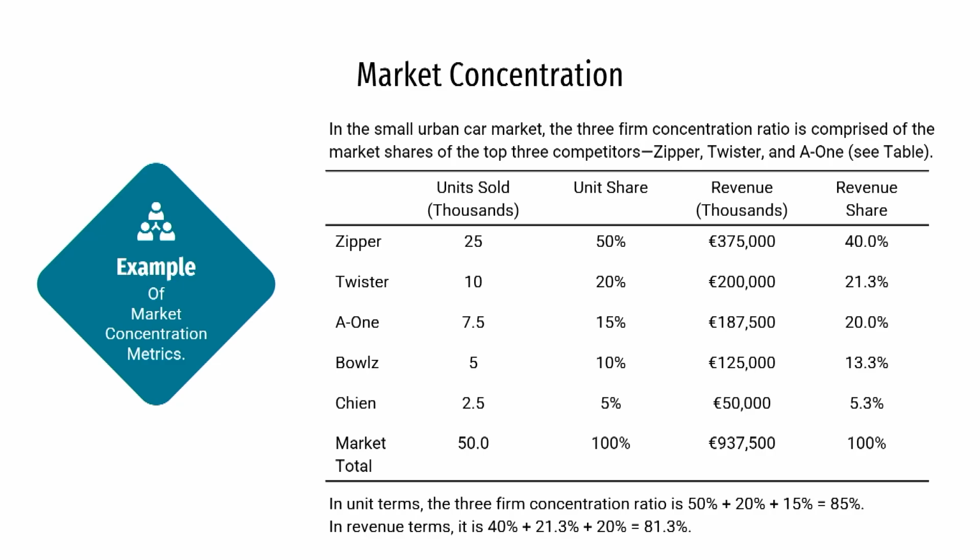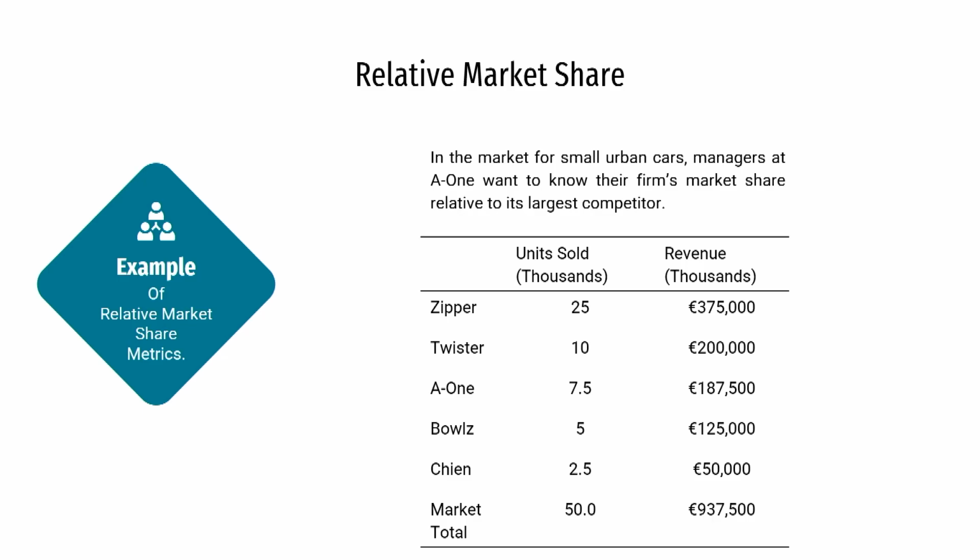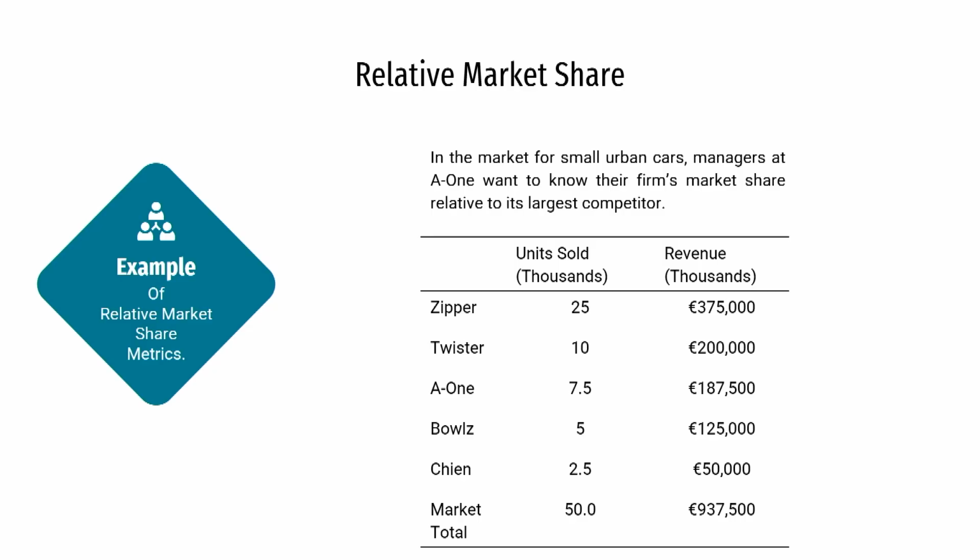So, we first have to look at the unit market share: 50, 20, 15, 10 and 5. Who is the market leader? It is the Zipper, and A1 has a unit market share of 15%. To calculate the relative market share of A1, we look at total units sold: for Zipper 25 units, Twister 10, A1 7.5, Bowls 5 and Chain 2.5. So, total market sale is 50.